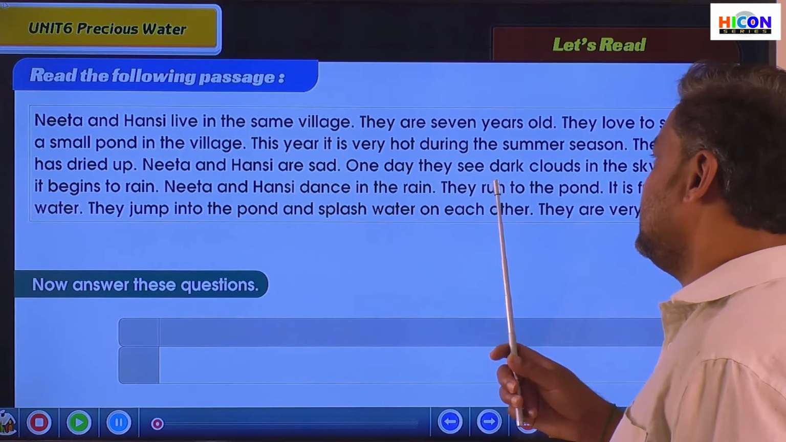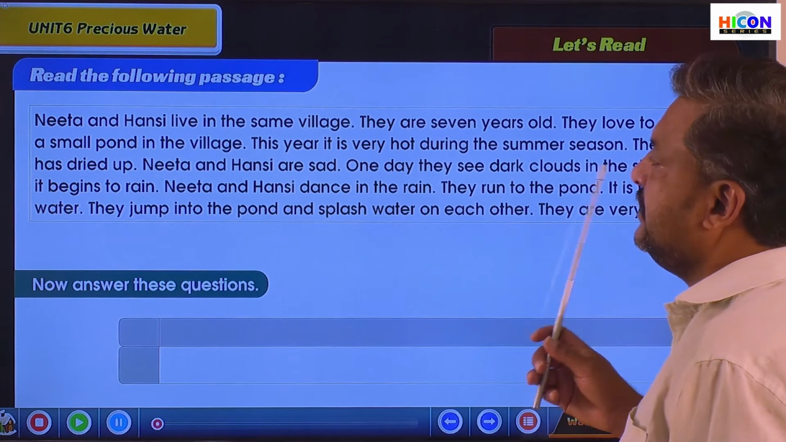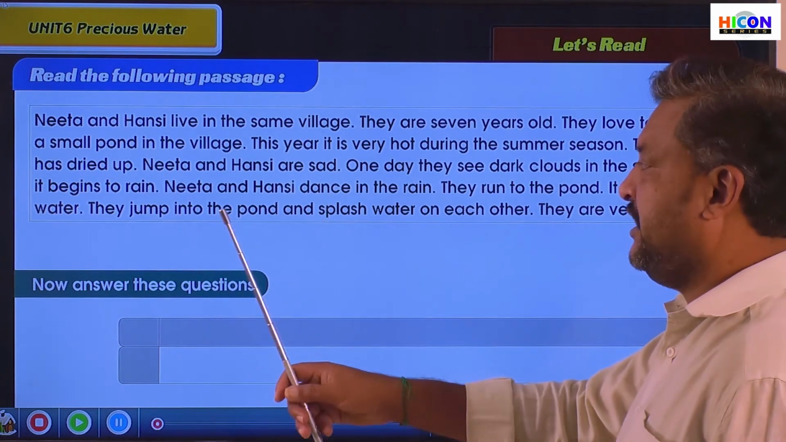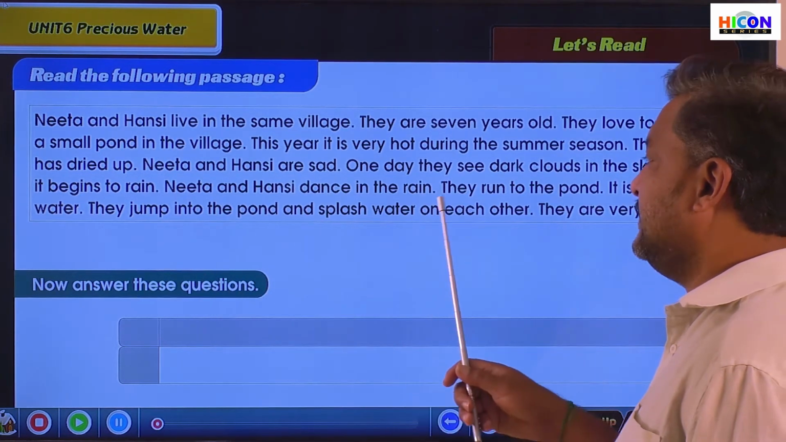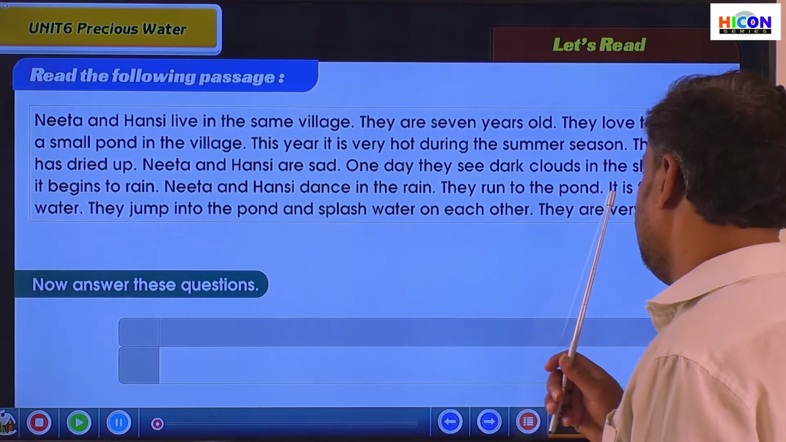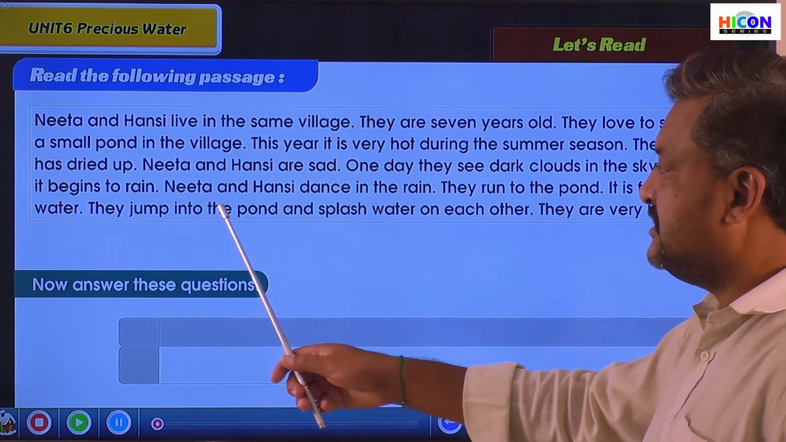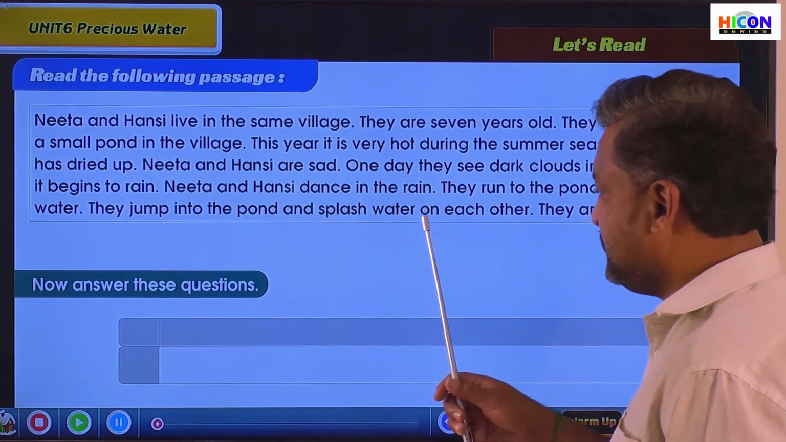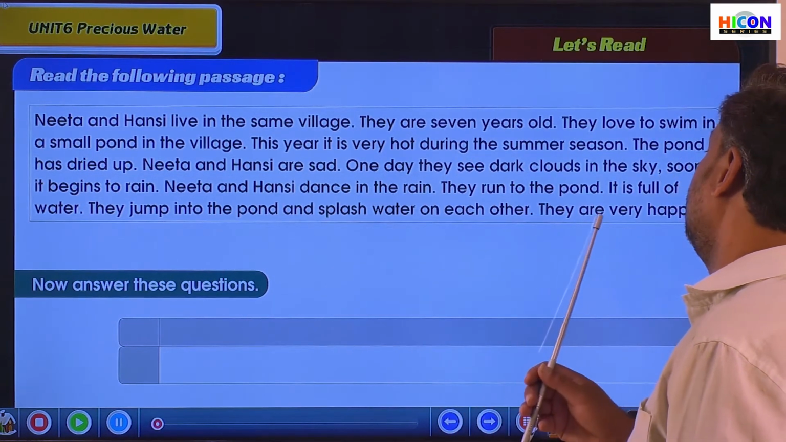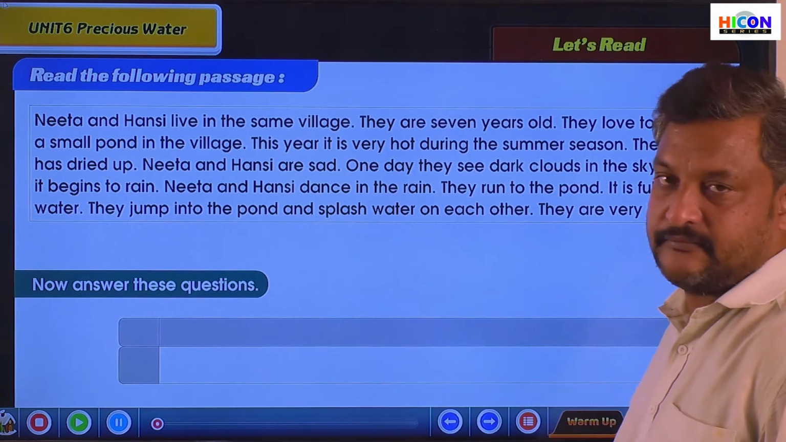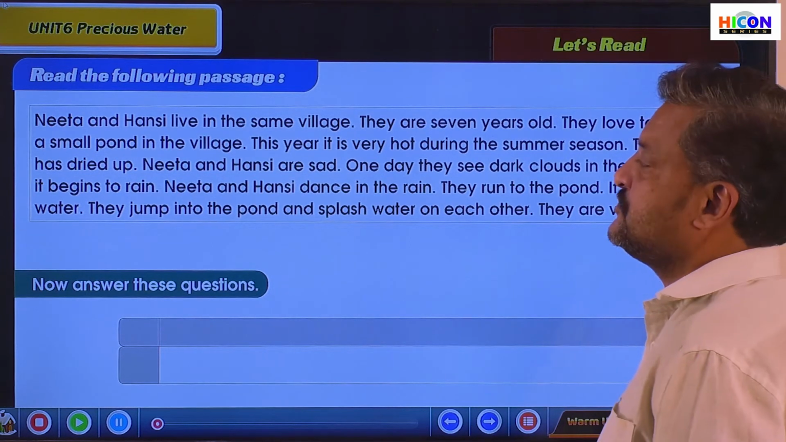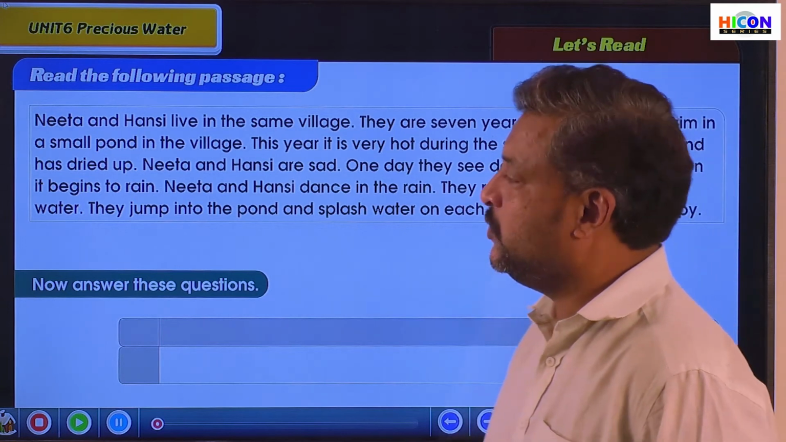One day, they see dark clouds in the sky. Soon, it begins to rain. Nita and Hansi dance in the rain. They run to the pond. It's full of water. They jump into the pond and splash water on each other. They are very happy.